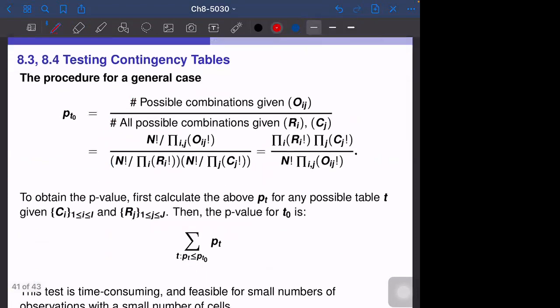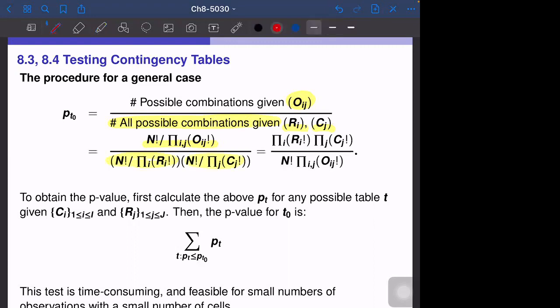Yeah, so the general procedure is here. We are given the subtotal of rows, that is Ri, and the subtotal for columns, that is Cj. And this is the total number of ways to arrange to get the specific table, the Oij. And the denominator is the total number of ways for Ri and Cj, to achieve that marginal distribution. So this is just a generalization from the previous example.